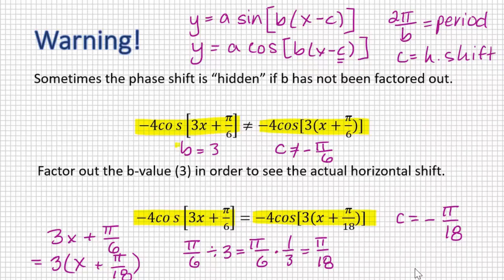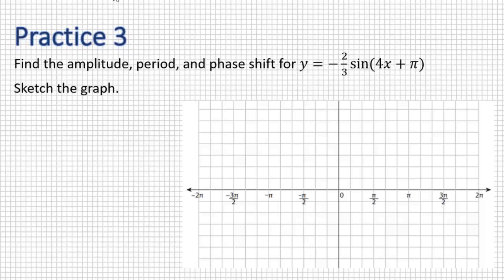Sometimes this is easier to see if you start with the factored form and, using the distributive property, convert it. 3 times x gives us 3x, and 3 times pi over 18 does in fact give us pi over 6. So just be sure before you write down the values for b and c that your equation is in the correct form. Let's look at 2 more.